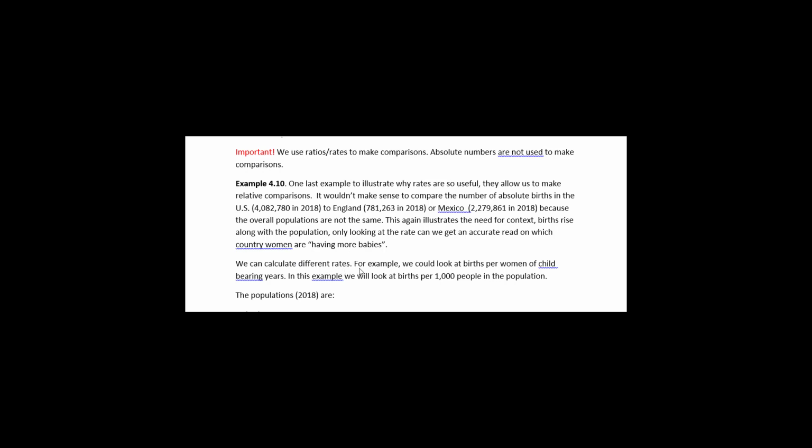But we can calculate different rates. So to do that, we're going to look at the population. There's the population of the United States, the population of England, the population of Mexico. So now we know how many births there were in each country, and now we know what the populations were.